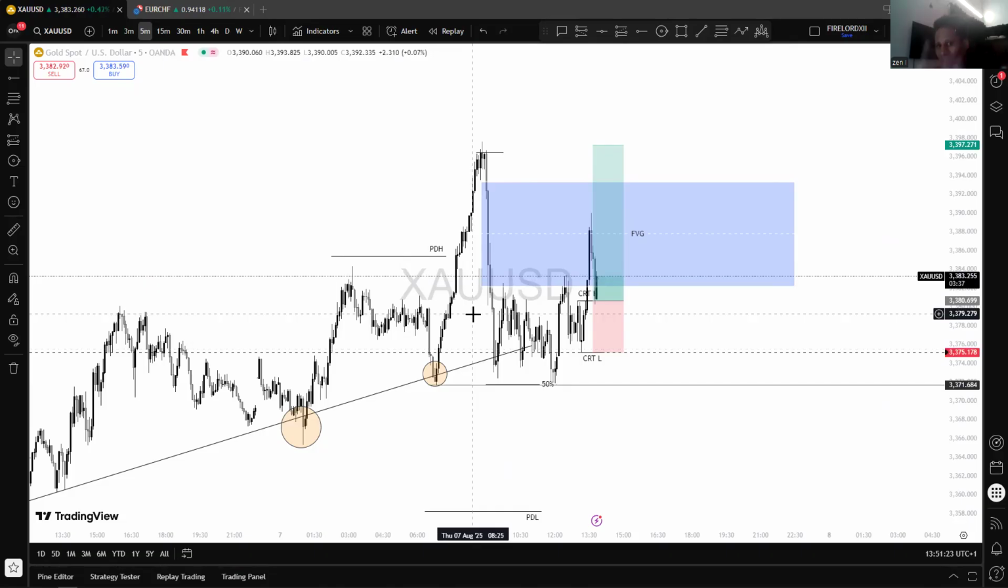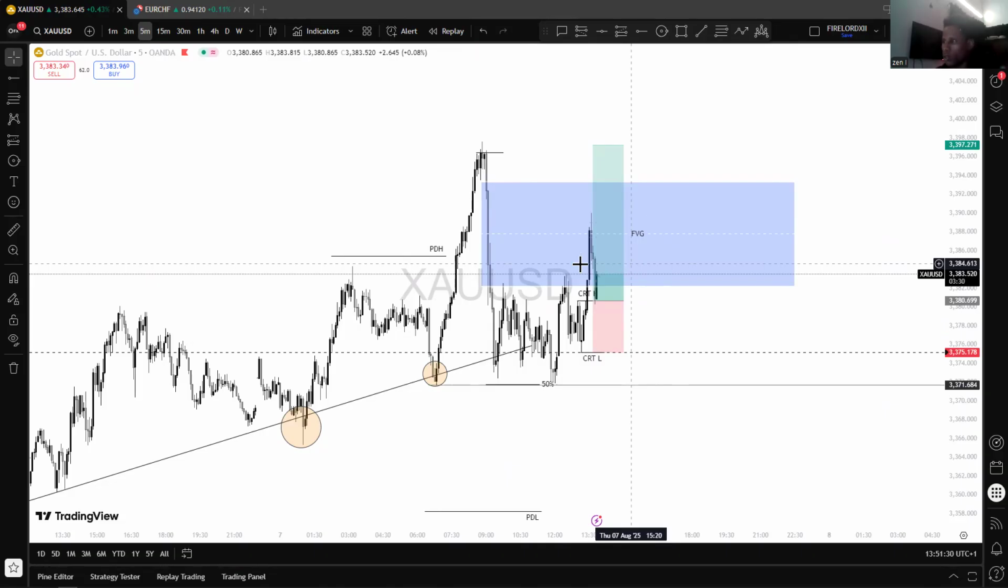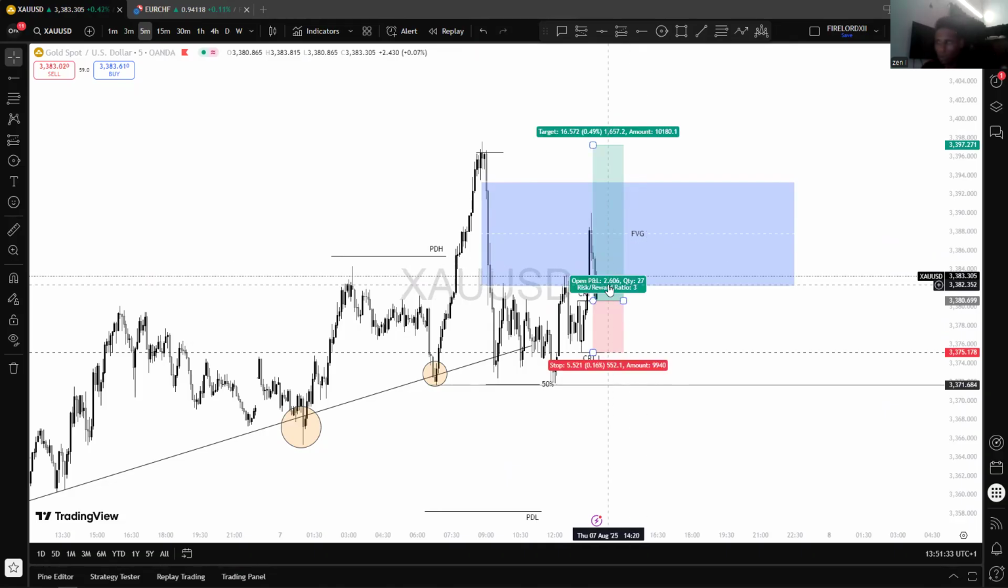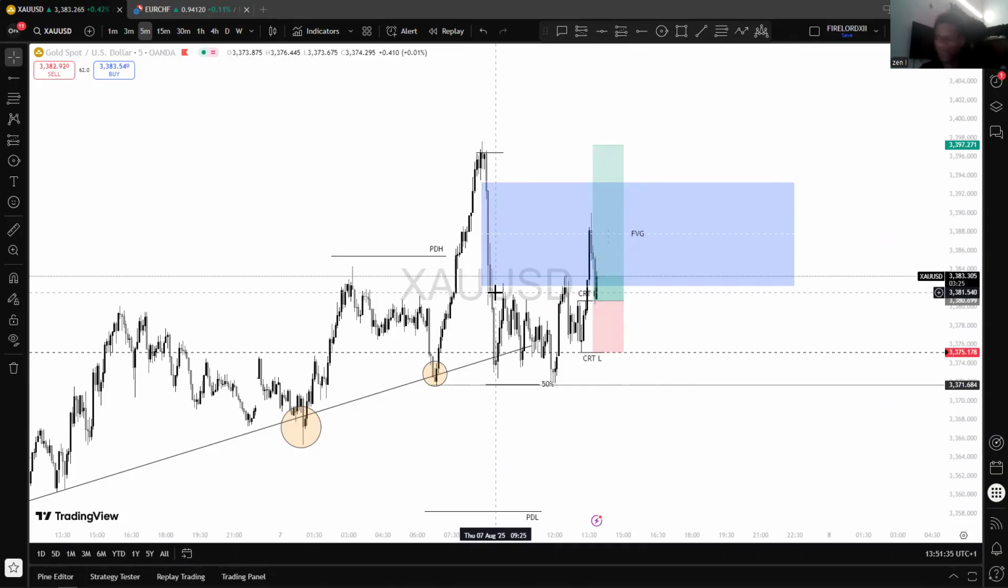But at the same time, the fair value gap, let's always remember the fair value gap. Anything might happen due to the fact that the fair value gap is existing here. So excuse me for a bit.